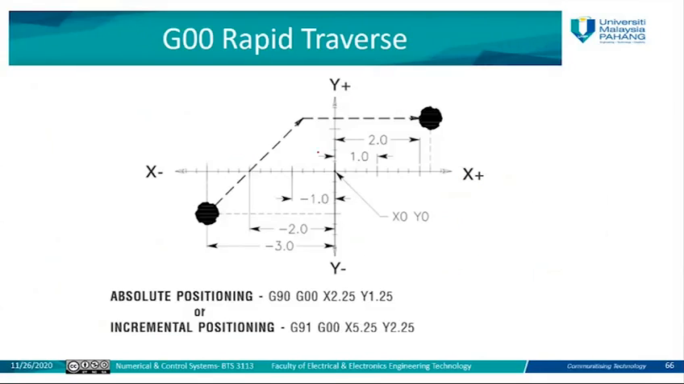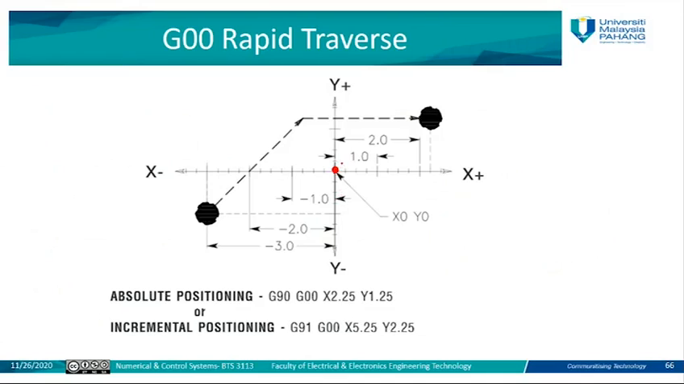So as you can see here, this is an example of how to write the code using absolute and incremental coordinates. In the beginning, the spindle will be at 0, 0, and this will be the 0, 0 point, or the point of origin for our work, for example. So in the beginning, the spindle will be here.